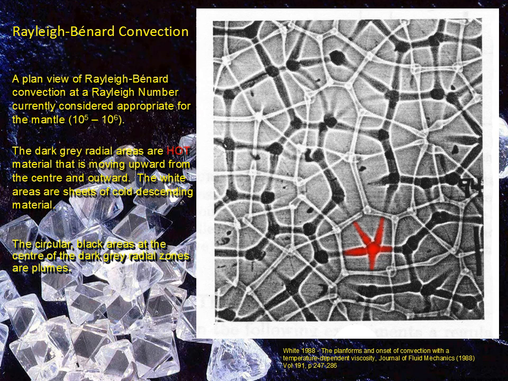The circular black areas at the center of the dark gray radial zones are plumes, which are mentioned often in the geological literature. The plume in a cell is where you have the greatest amount of heat present for the greatest length of time.